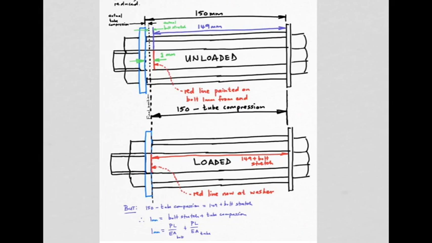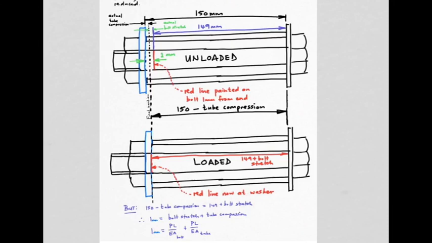150 millimeters became less by the tube compression. So 150 minus tube compression is the distance from there to there. At the same time, the bolt became longer. So it started out at 149 millimeters from there to there, and it's become a little bit longer. But now they are in fact the identical dimension. Look where they start and end, they're both identical. So 150 minus tube compression, that's this bit here, is identical to 149 plus bolt stretch.